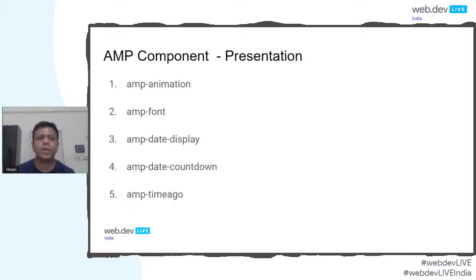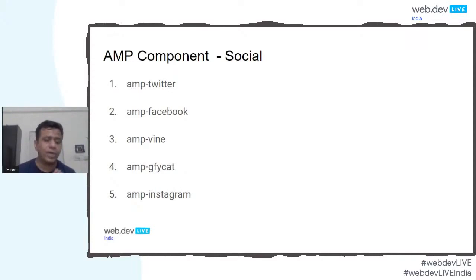Then the presentation. You can have some components like AMP animation, using which you can do some animations, font, date display, date countdown, time ago. There are a lot of such components available for having presentation in your AMP application. Then we have AMP social components. Let's say you want to give a Twitter share or Twitter link button, or a Facebook like or Facebook page, or any other social media like Vine, GIPHY, Instagram. All kinds of social media are supported in AMP, and you can use all those tags inside your AMP component.